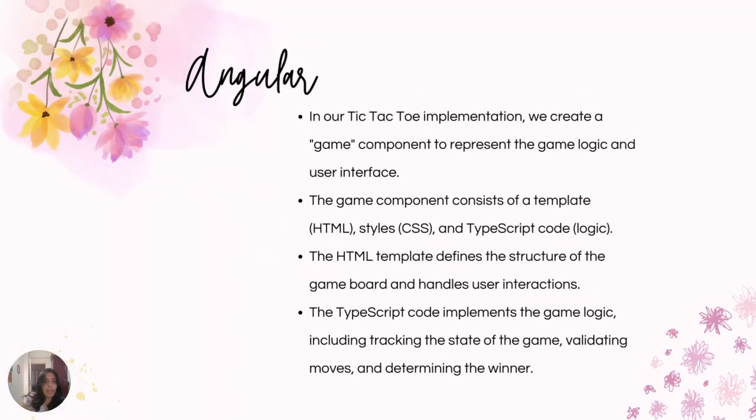So in this Angular application, or in this tic-tac-toe implementation, we will create a game component. It represents the game logic and user interface. This component consists of a template, that is the HTML, CSS, that is the style sheet, and a TypeScript code where the logic is. The HTML template defines the structure of the game board and handles user interactions. The TypeScript code implements the game logic. It includes tracking the state of the game, validating the moves, and determining the winner. And of course, CSS is for styling.